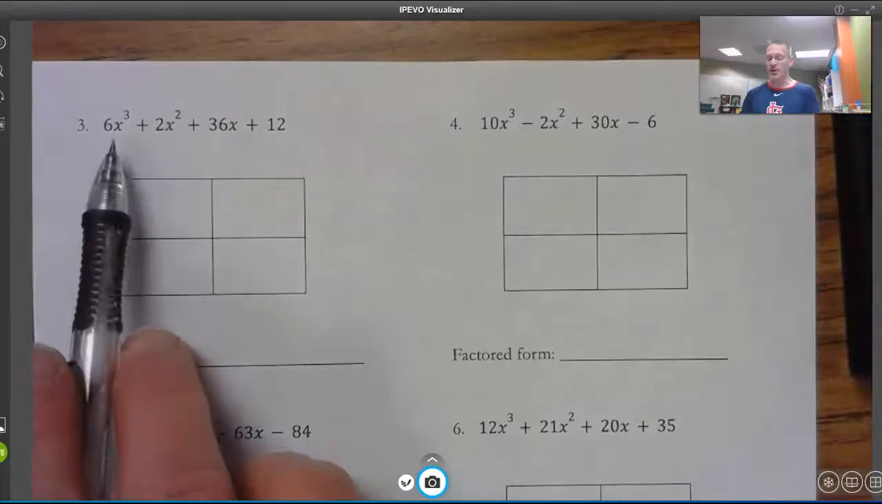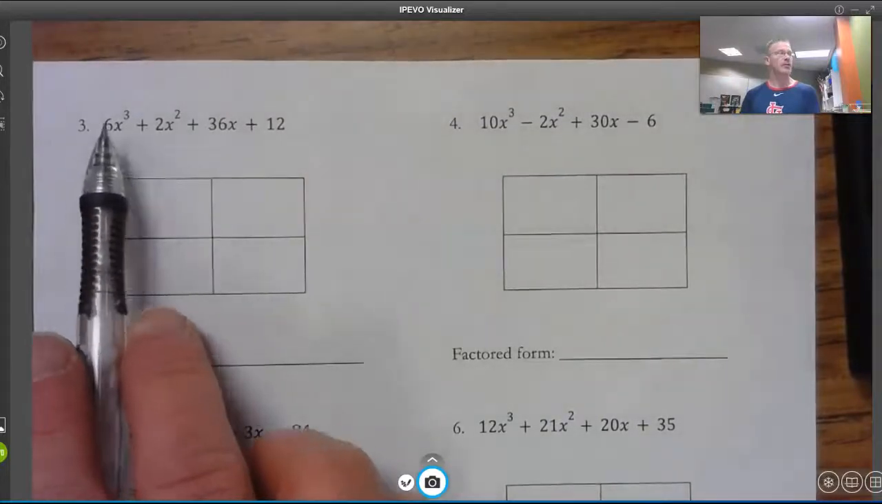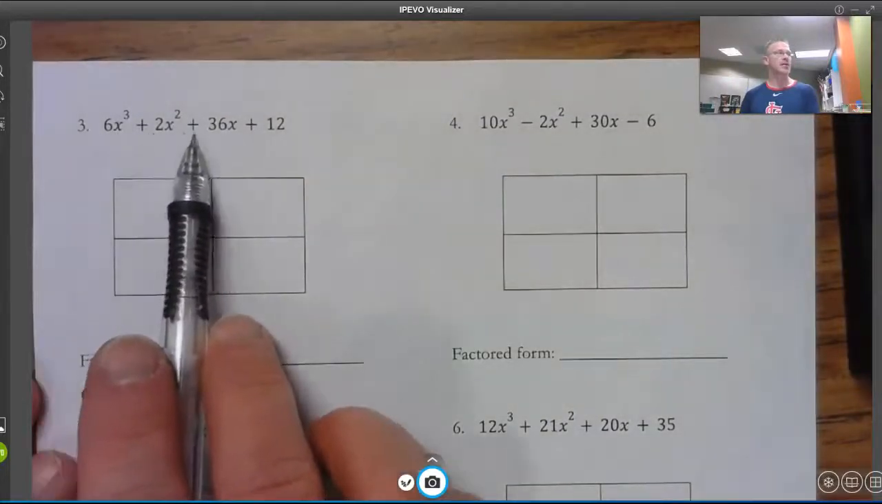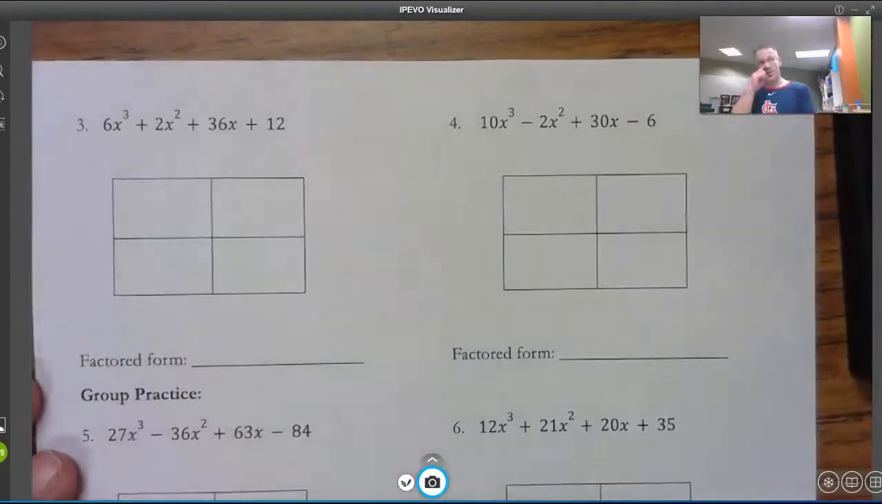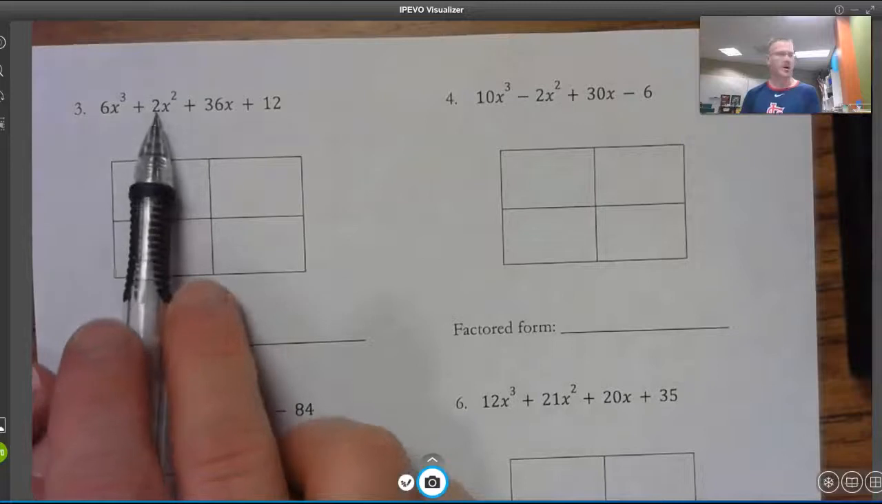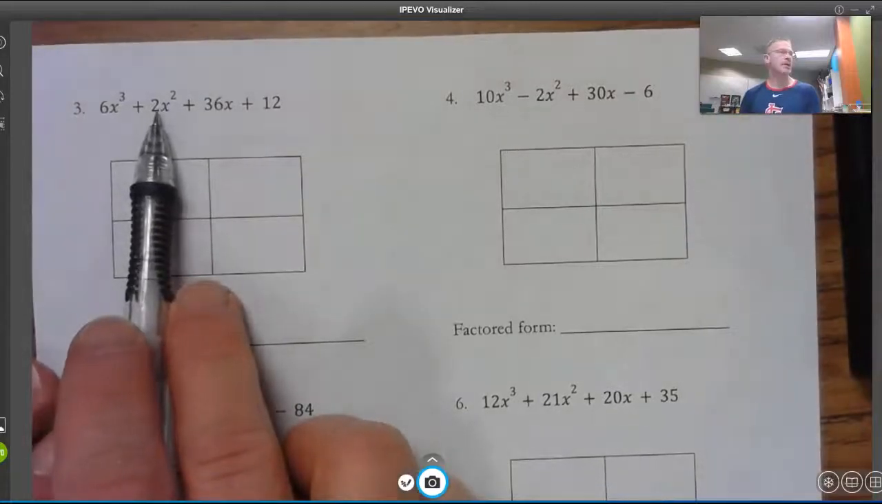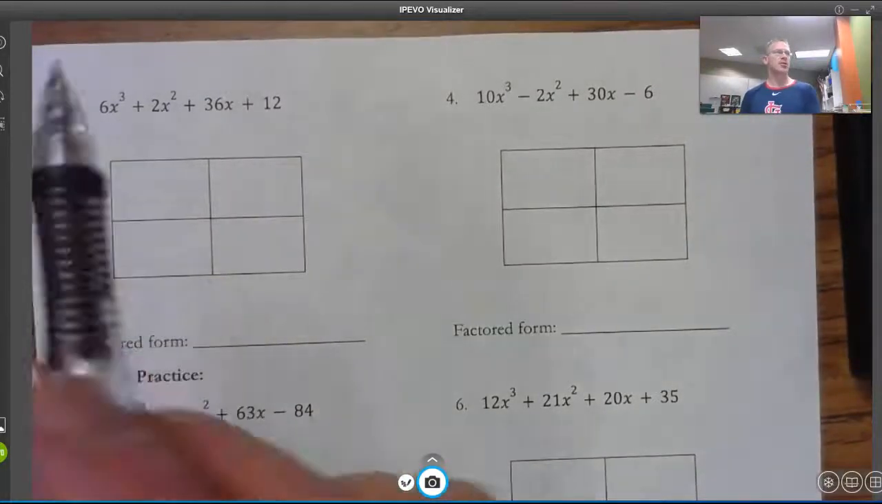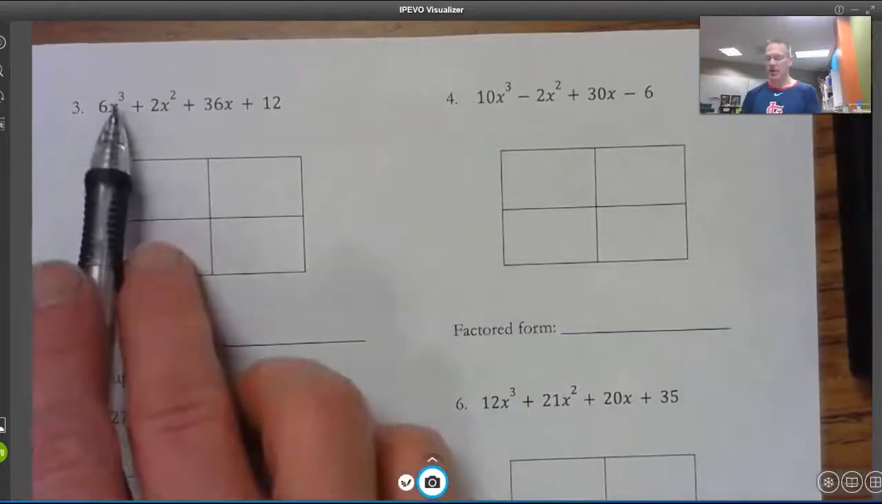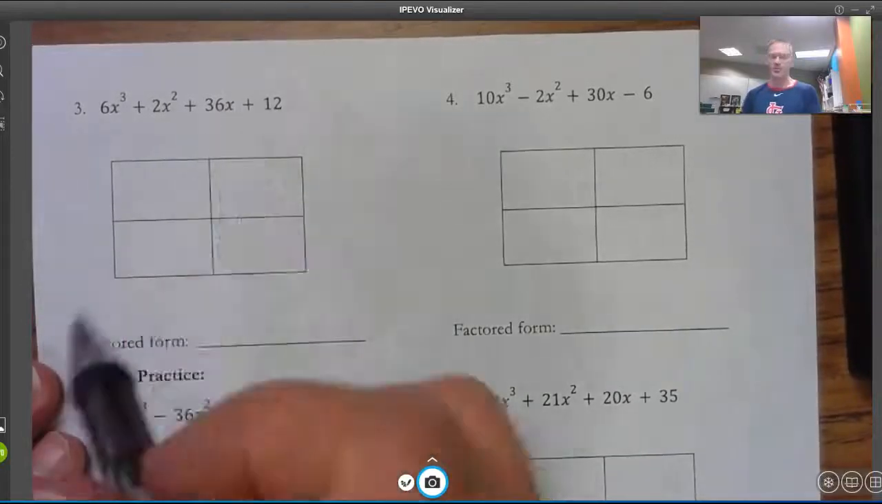Now, what hopefully you also notice about your numbers is that they are all even. So at minimum, if they're all even, we know we should be able to take at least a 2 out. And if I look, here's my smallest coefficient, and the only way to get to 2 is 1 and 2. So 2 is going to be my GCF here. And notice there's not x's common to all terms, so I'm just going to take out a 2.